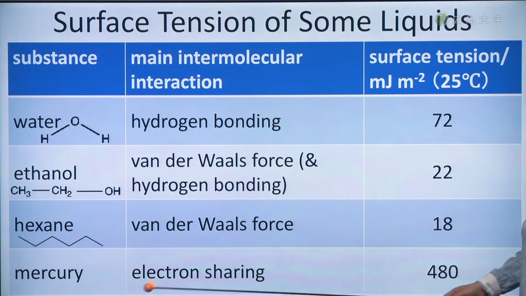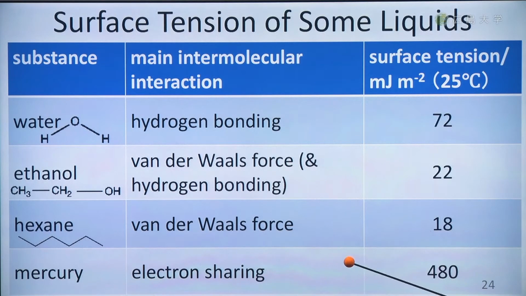Mercury is the only metal that can exist as liquid under atmospheric pressure and ambient temperature. The bonding between the metal atoms is quite different from that between molecules. Metal atoms are rather sharing and exchanging electrons, so it is a very strong interaction, and hence mercury has a very high surface tension value.